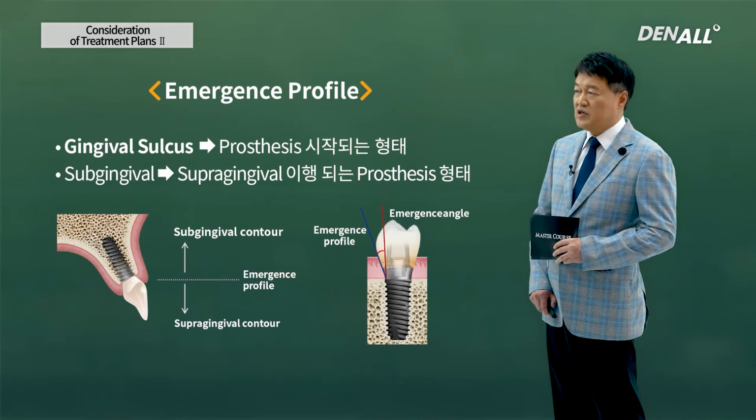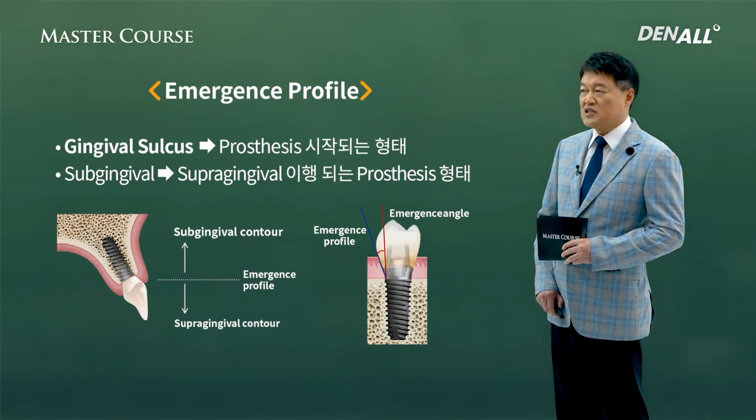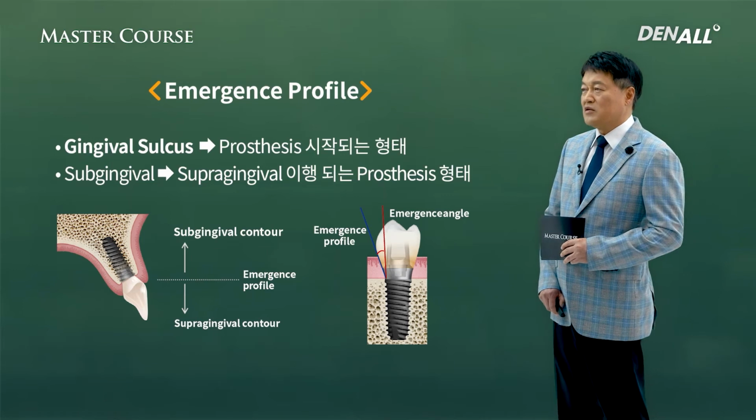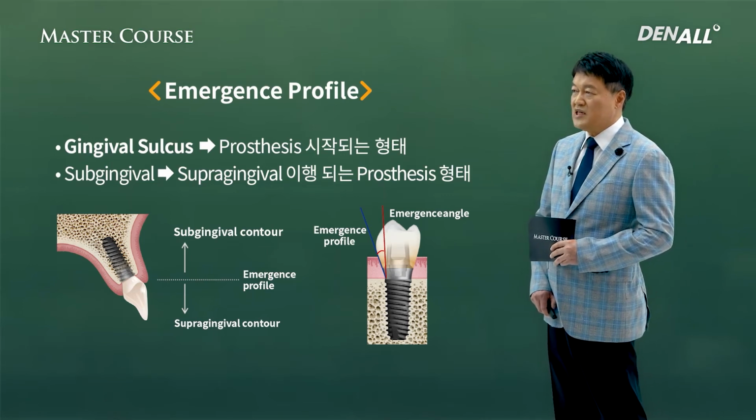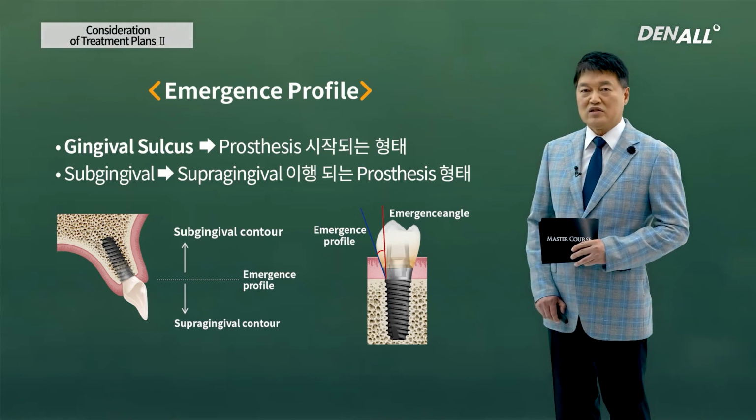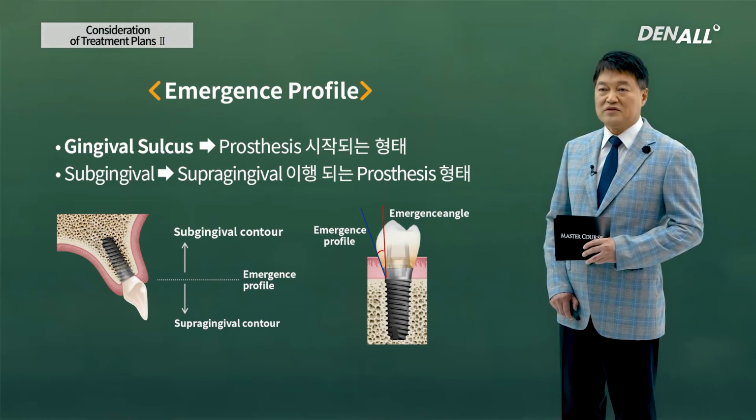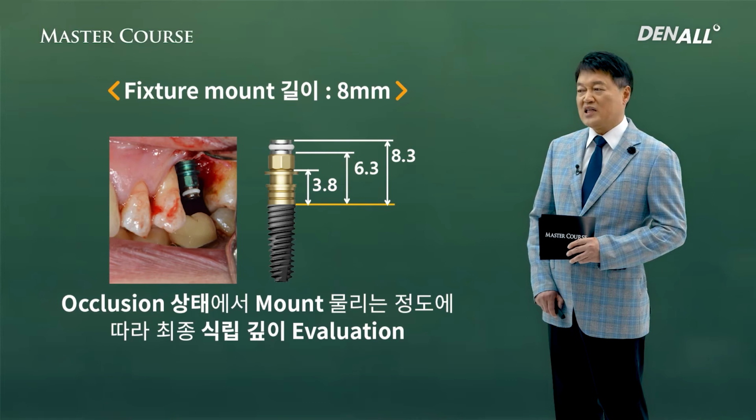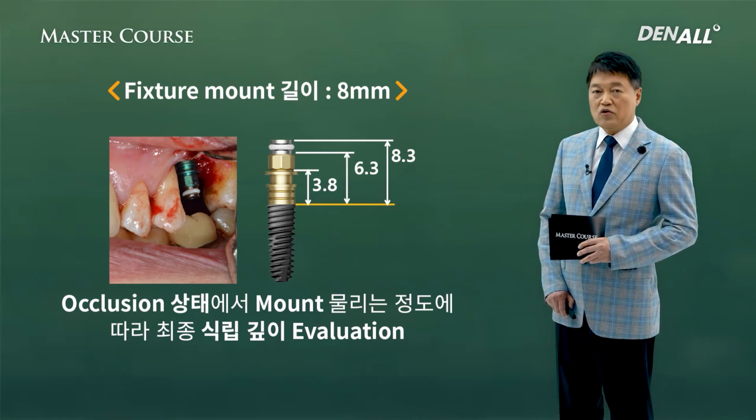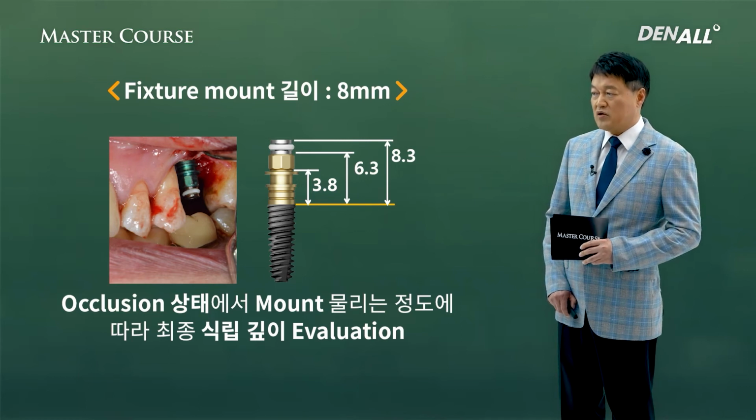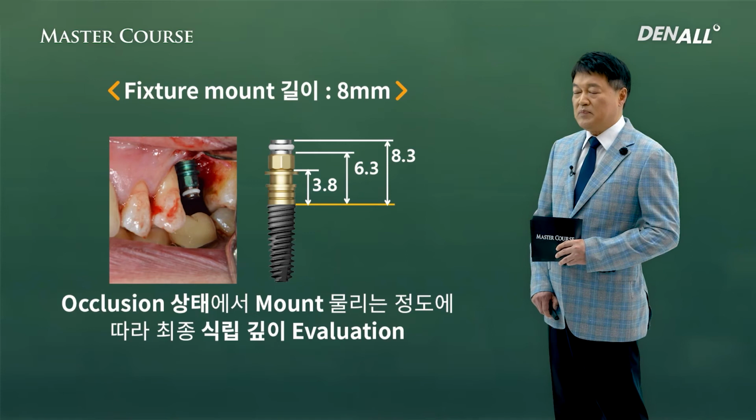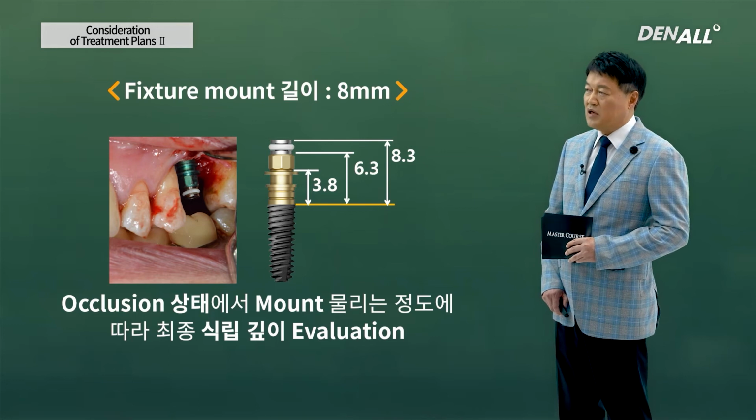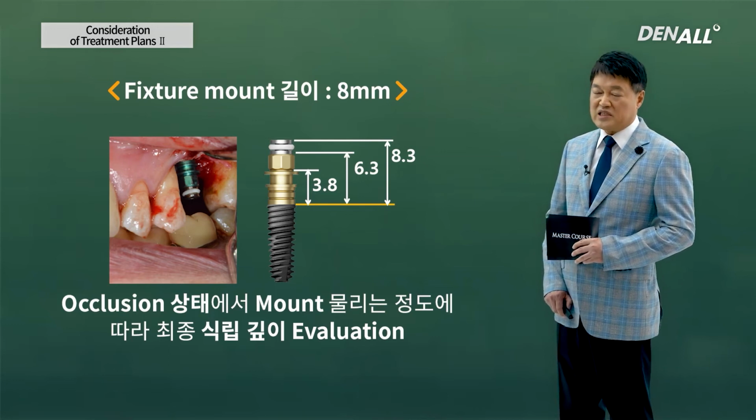Emergence profile is how the prosthesis starts from the gingival sulcus. From subgingival to supragingival, it is the shape of the prosthesis as it transitions. In order for the implant prosthesis to have a similar emergence profile as a natural tooth, you need 8 mm of space. The length of the mount is normally 8 mm. After you place the implant and connect the mount, you check the occlusion, and depending on how it is, you can assess the final placement depth. After you do occlusion, if there's no obstacle in mounting, you'll be able to gain over 8 mm of space.